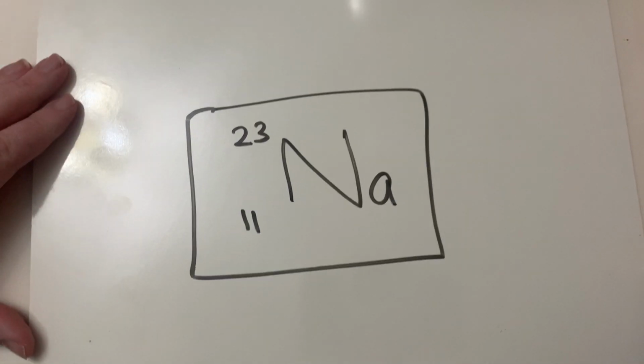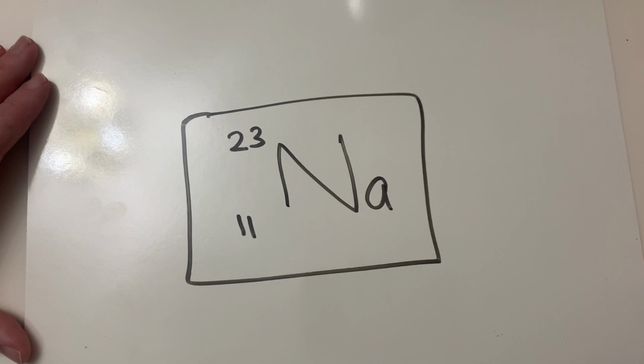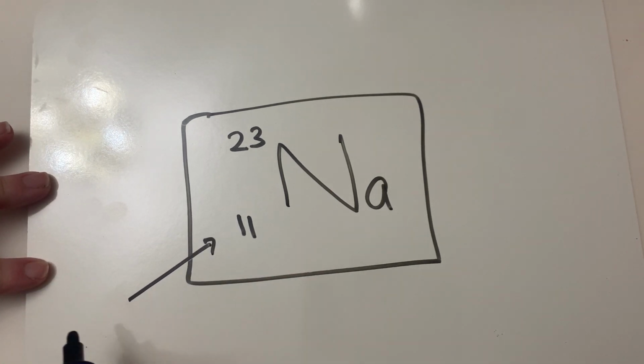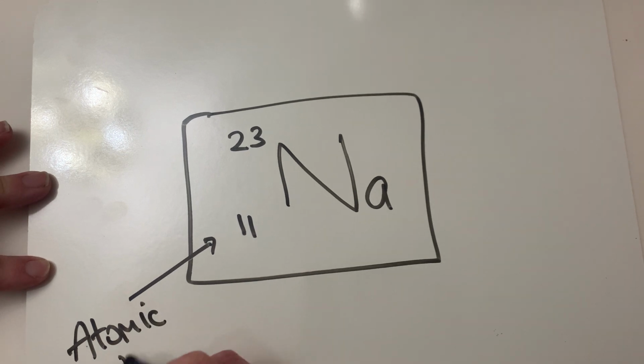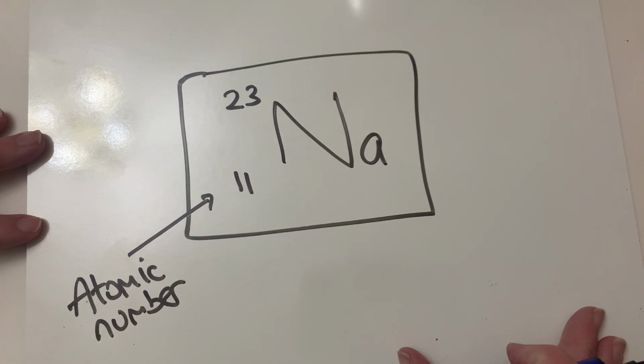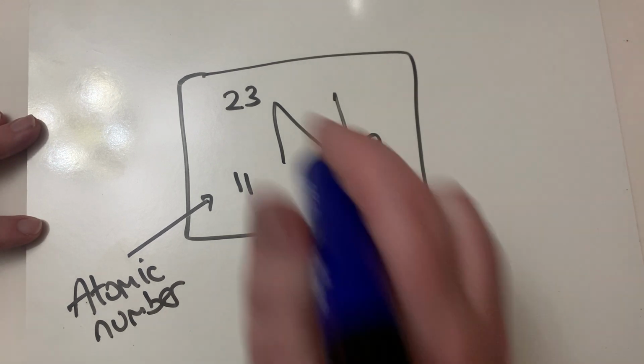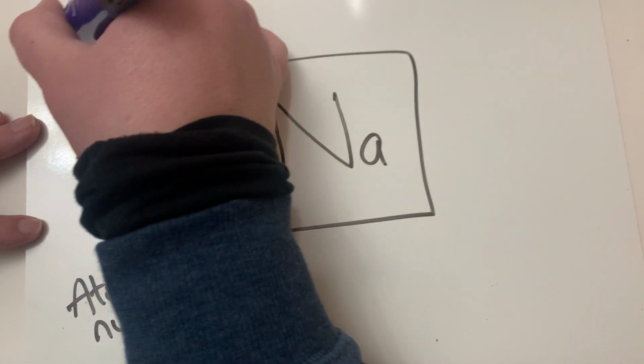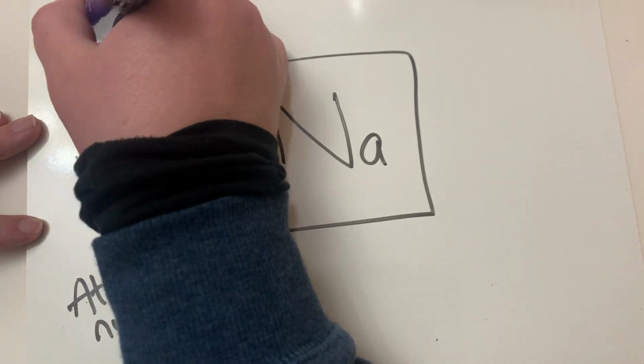So I just want to start this video off by doing a bit of a recap from atomic structure and what we know from looking at the periodic table for each element. So this is just sodium as an example. You know that the bottom number, or the smaller number, is your atomic number, and if you're not sure what these numbers mean, then please have a look back in your number 1 booklet and check you understand them. And the bigger number, or 23 here, is your mass number.